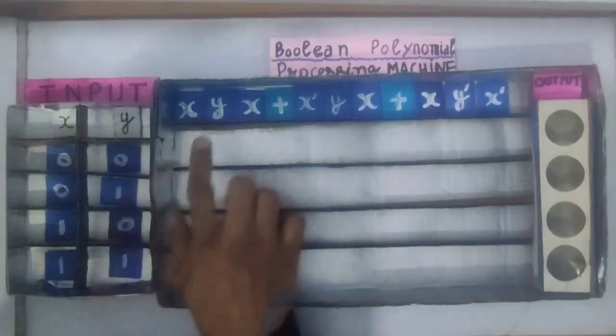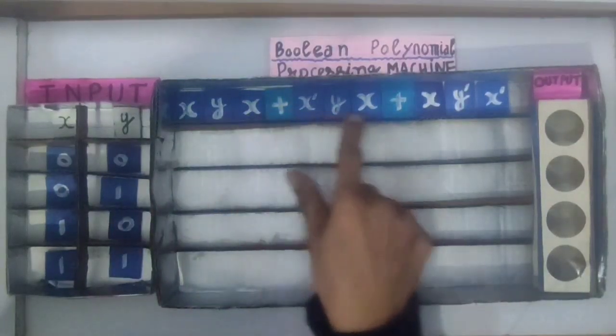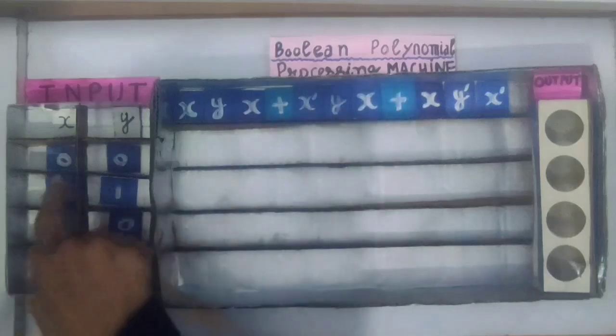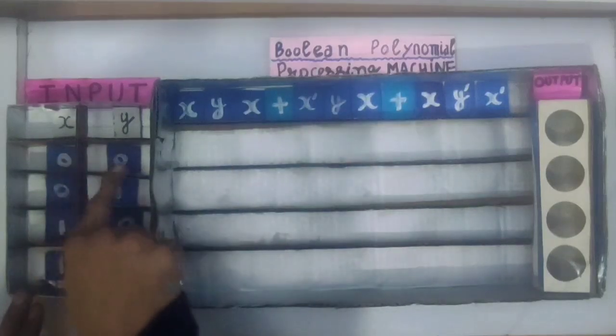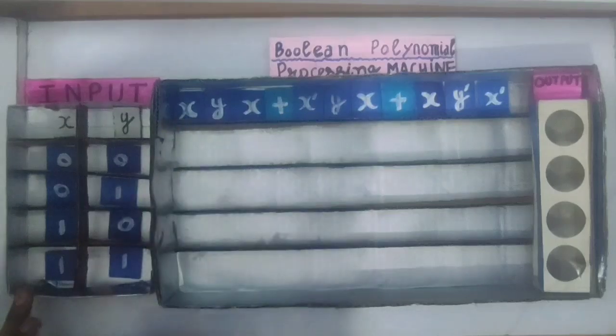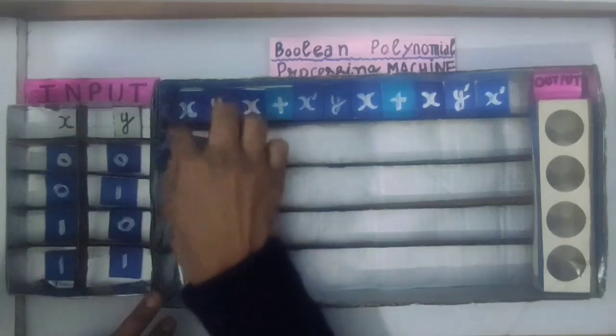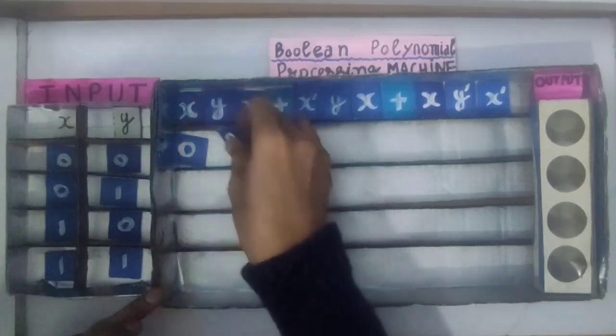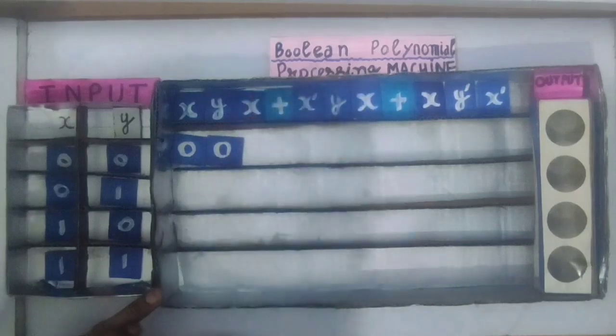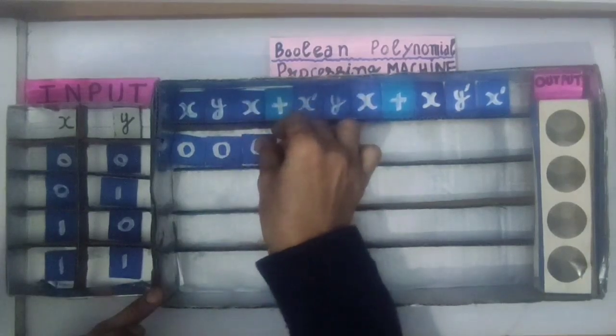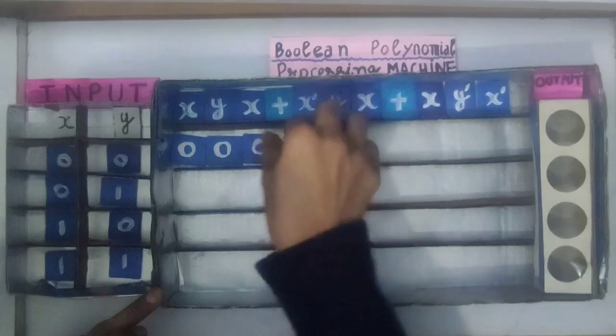So let me put the values of x, y, x dash, y dash in this particular polynomial for this combination of values of x and y. Here x is 0 and y is 0. So I put the values one by one. This x is 0 and this y is 0. This x is again 0, and then there is a plus sign.